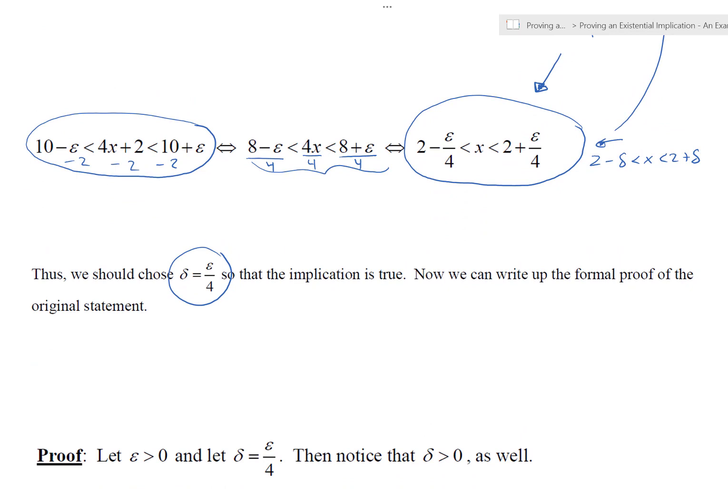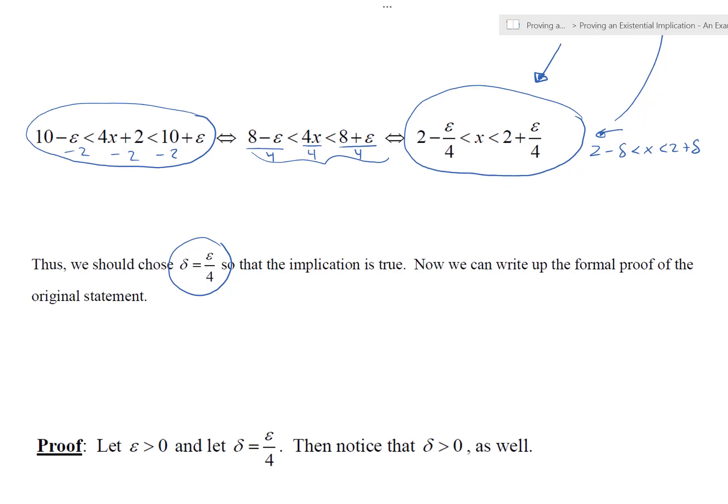Now that we found a relationship between epsilon and delta, here's what we're going to do. We're going to let epsilon be bigger than 0 because that's what we're assuming to be true. On top of it, let's now let delta be equal to epsilon over 4 based on the results we found a moment ago. First thing to notice, delta must also be positive, bigger than 0, because any positive number divided by 4 is still positive.